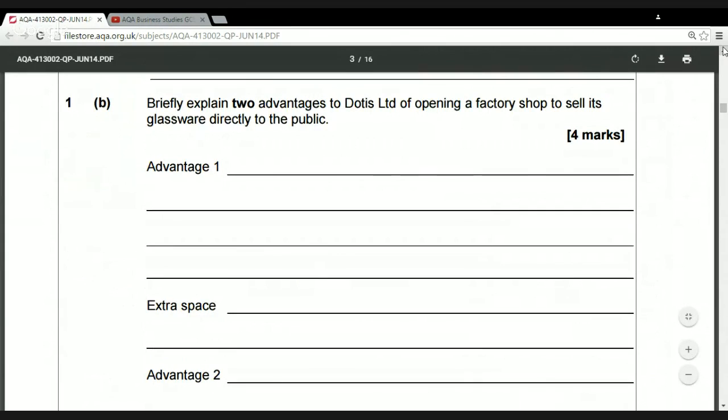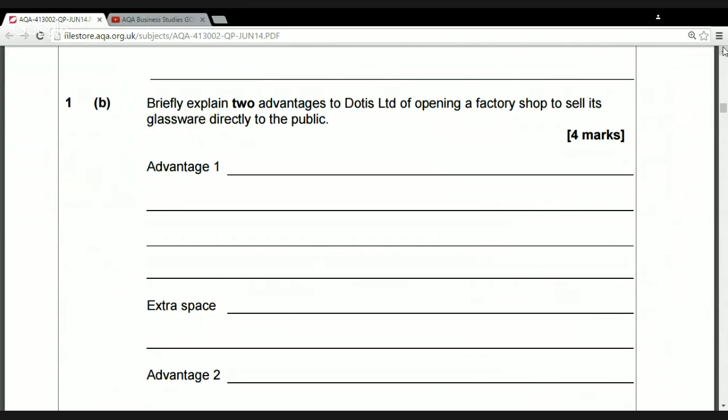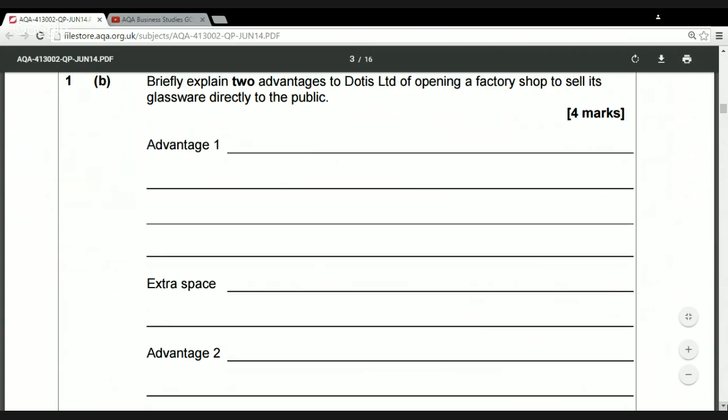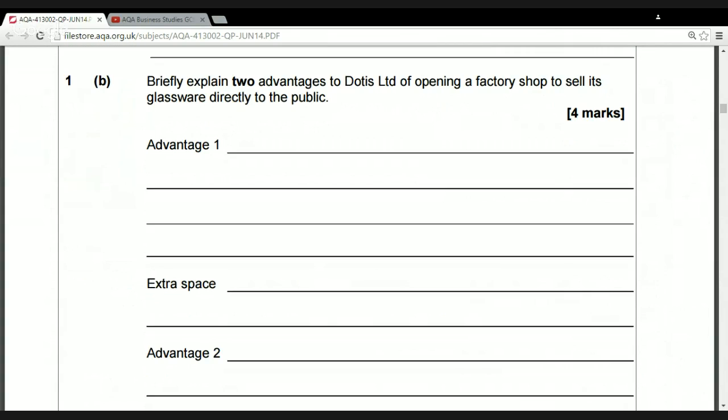Briefly explain 2 advantages to Dotters Limited of opening a factory shop to sell its glassware directly to the public. Okay, so you should be able to gather any information you could think of about how they might see an advantage of opening the factory shop. Your advantage should be pretty straightforward, and then you expand on them for the 2 marks. So this is essentially 2 marks in one.